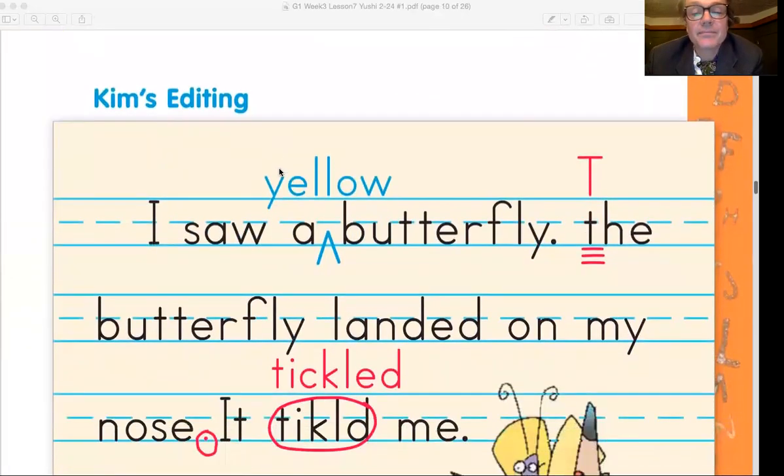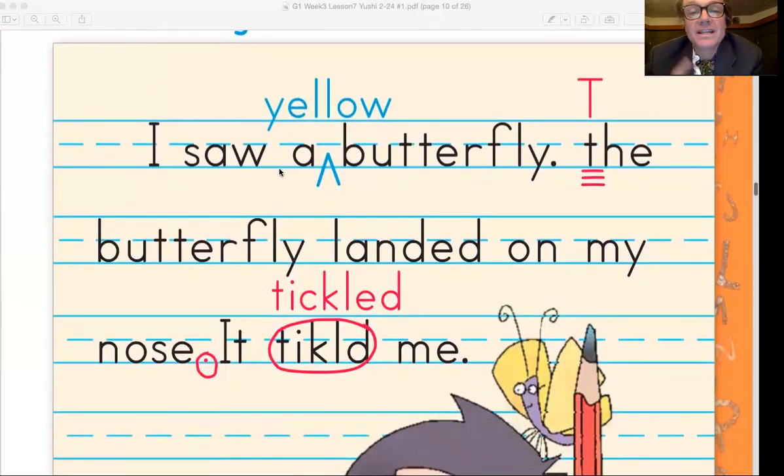Kim's editing. Oh, let's see what she did. Try to say the word before me. I saw a yellow butterfly. Oh, look, there's a capital letter. Why? There's a period there. And so she needed the first letter of a sentence is capital always. So she changed that. Good.